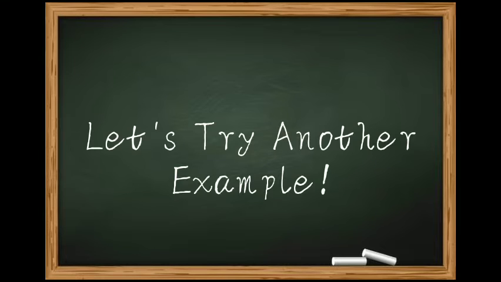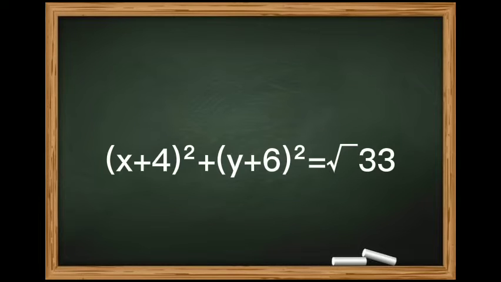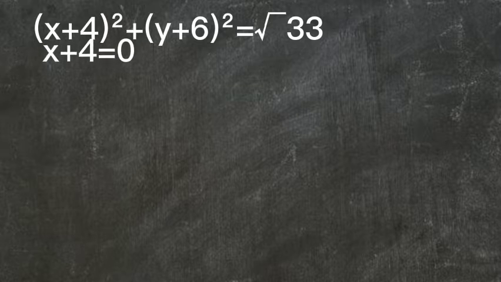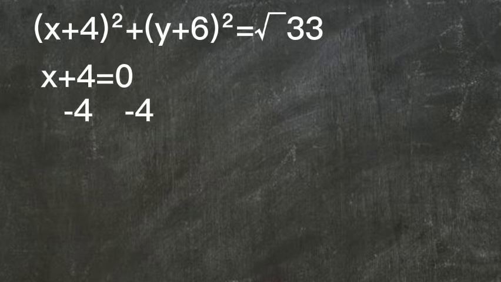Great! Now let's try another example that is a little bit more complicated than our first example. Now let's say our problem is x plus 4 squared plus y plus 6 squared is equal to the square root of 33. There is a radical sign, but we'll cross the bridge when we get there. First, let's get our center. Now same process, equate x plus 4 to 0. Subtract 4 on both sides, and now we have x is equal to negative 4.